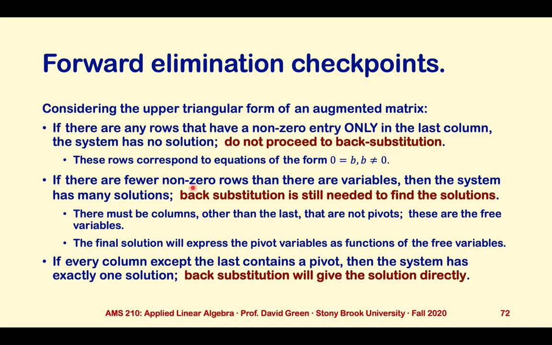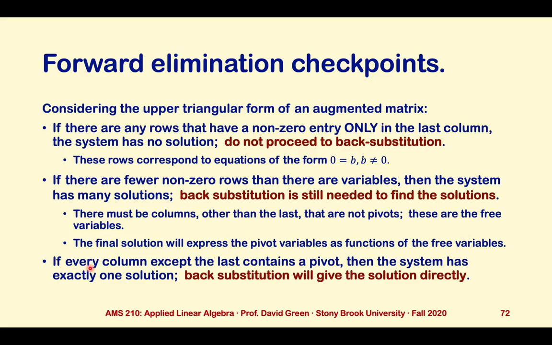If we have fewer non-zero rows than variables, that is, fewer pivots than there are variables, that means we must have columns that are not pivots, other than the last, the B column, which correspond to free variables. There will be many solutions. We don't stop. We carry through with back substitution. We still need to do that to find the solution, but the final solution will need to be expressed with pivot variables in terms of the free variables, or as a parametric form.